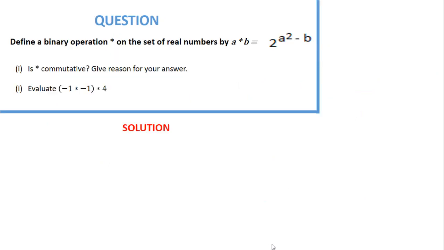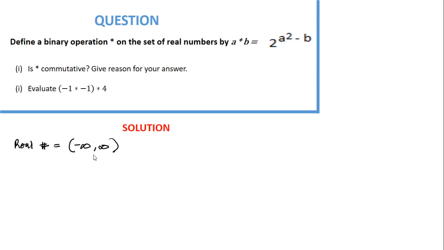Let me quickly look at my next question. So my next question is saying, define a binary operation on the set of real numbers. Before I go into much detail, you need to understand that when you talk of real numbers, what are we simply talking about? Real numbers is a set whereby we have negative infinity to positive infinity. That simply means that we are talking about all the numbers in the universe.